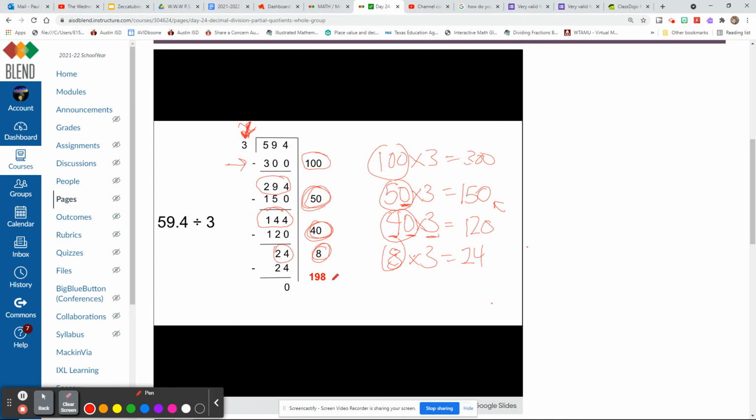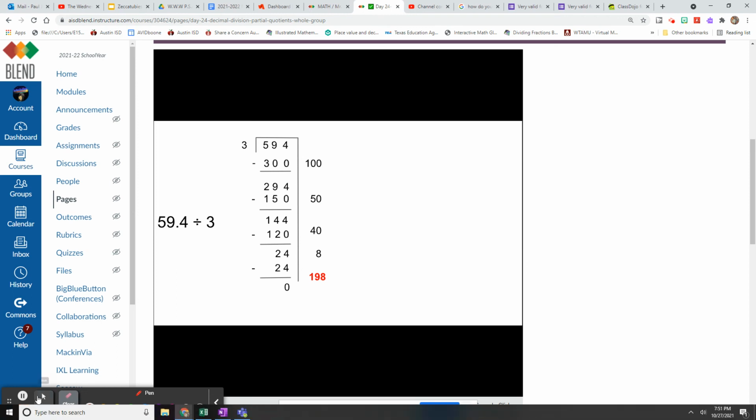So we took out 100 plus 50 plus 40 plus 8, so a total of 198 groups were taken out. All right. So if we had our 198 up here and we put our decimal back in, then we know that it would be 19 and 8/10, and that's what they're going to try and show you as soon as I delete all this. So check this out.